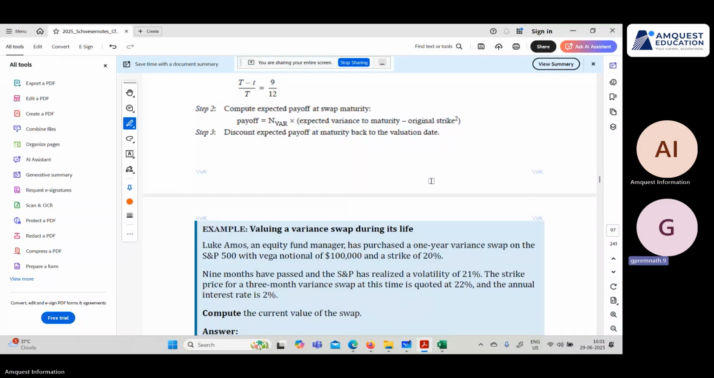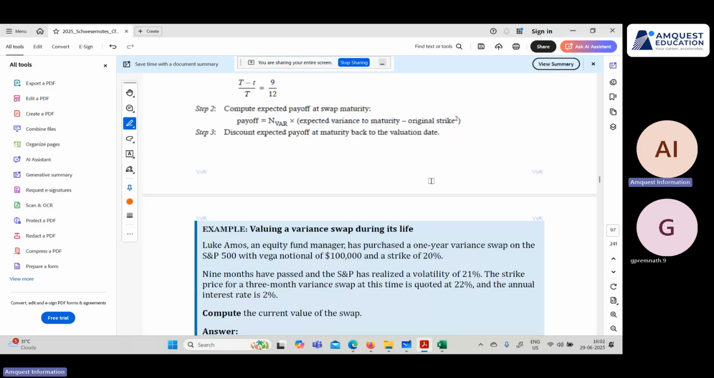For the first term, that is 0.0441 into 3 by 4, which is 0.033075. For the second term, it's 0.0484 divided by 4. The sum of that gives you 0.045175, minus the strike, which is 20% square, which is 0.04. The difference of those two terms into 100,000, which is your notional, gives you essentially the profit and loss. Is that the same as the value of the swap? 517.5.